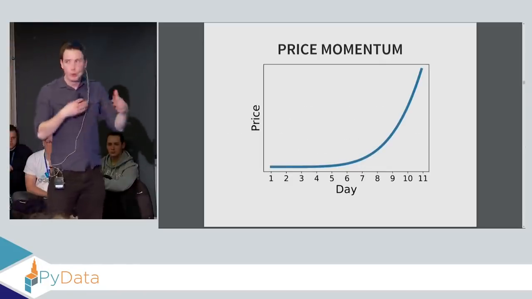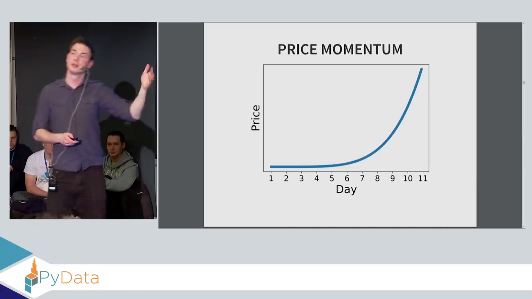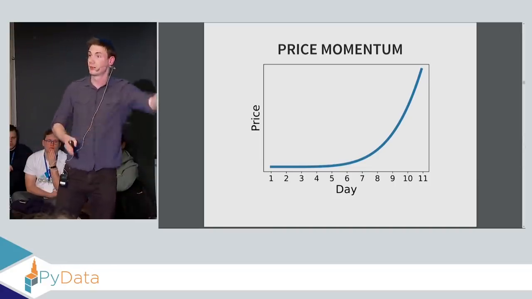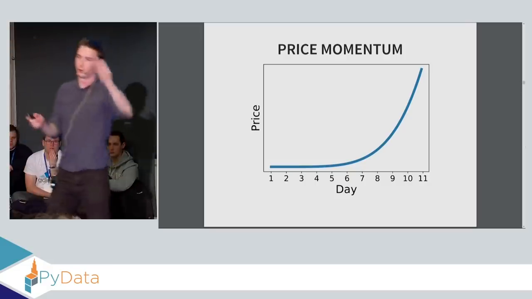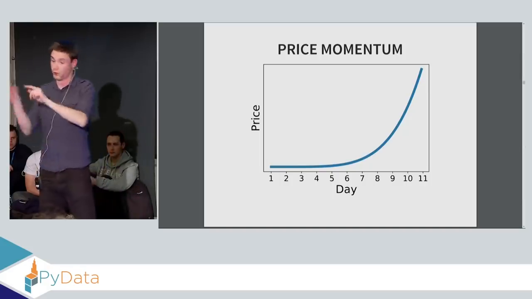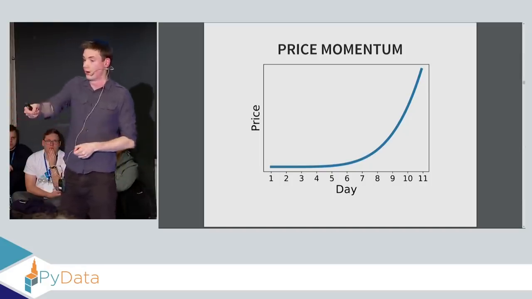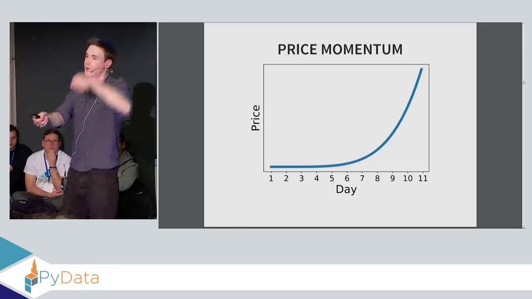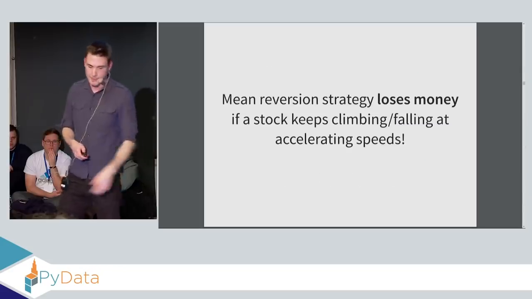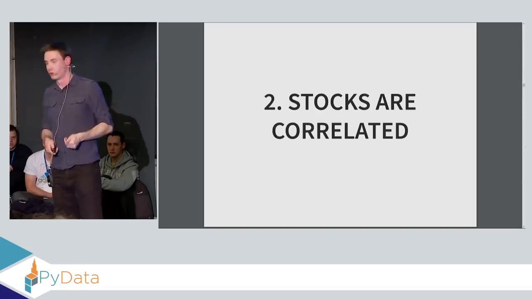So there's this opposing notion of momentum, where a price might increase and then keep increasing, even accelerating rates. So rather than going up and then going back down, it's actually rallying and it's suddenly going very, very high, or very, very low. And if we try and use mean reversion, we'll lose money because we buy low thinking it's going to increase again, and then it doesn't. So we sell even lower. So we just keep losing and losing money. So we don't want to do this. We want to avoid trading during these momentum phases.